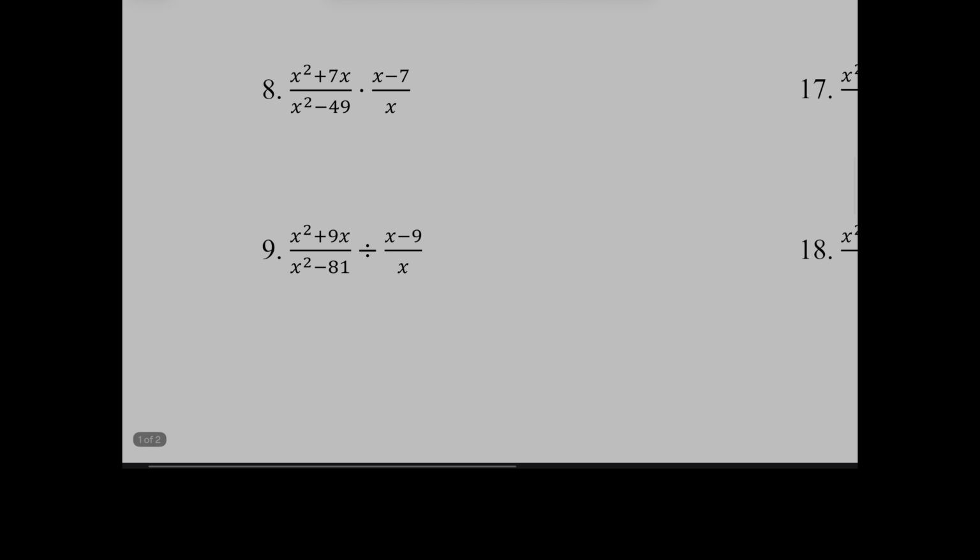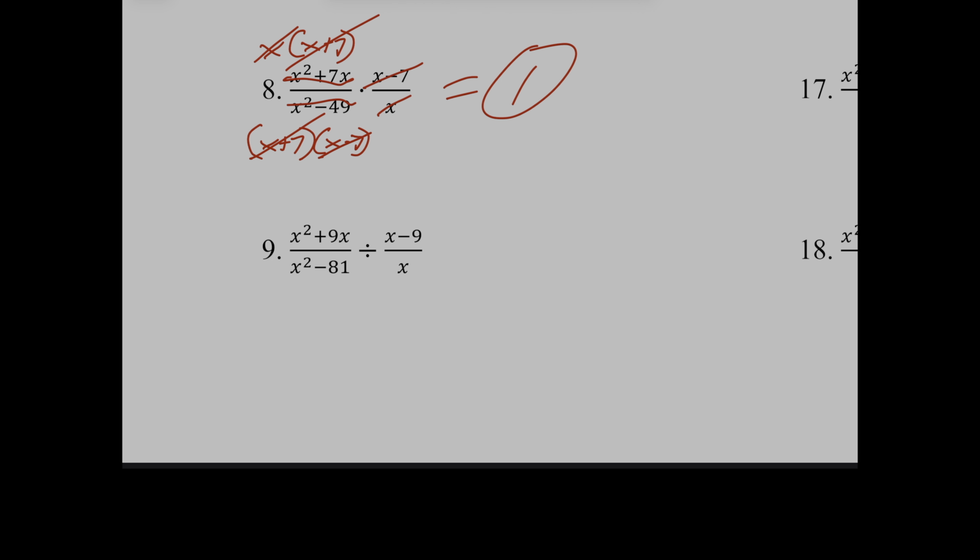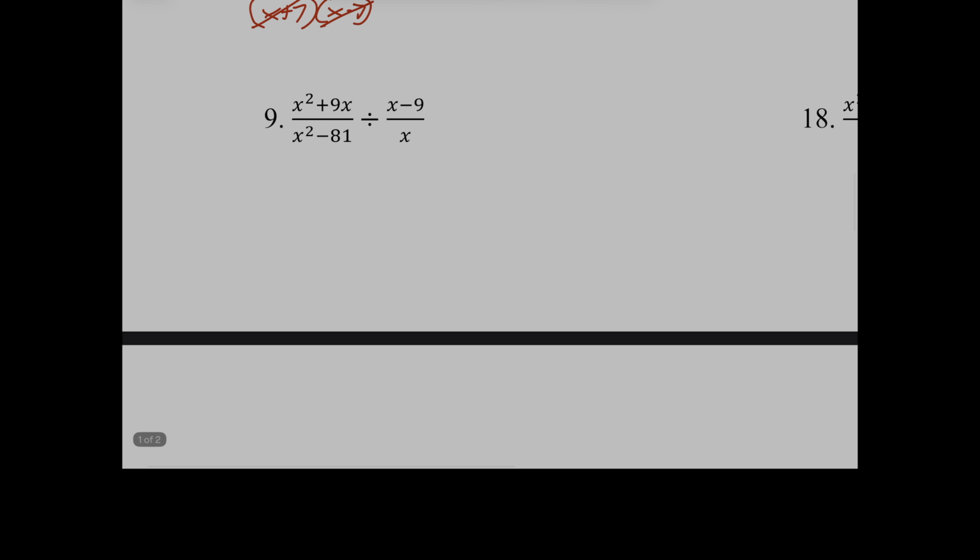Okay, number 8. I can pull out an x on top, and I'm left with an x plus 7. On the bottom, I have an x plus 7 and an x minus 7. Now, multiplication, so I don't move anybody, I leave it the way it is. So let's go ahead and cancel. These guys are gone because I restated them, but these guys are still here. So my x and my x will cancel. x minus 7, x minus 7, x plus 7, x plus 7. My answer is 1.